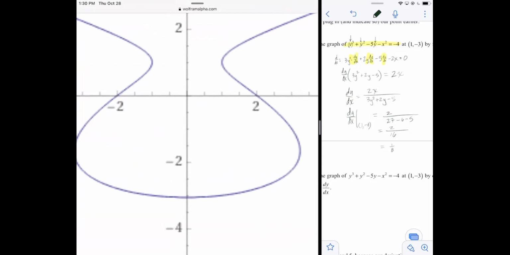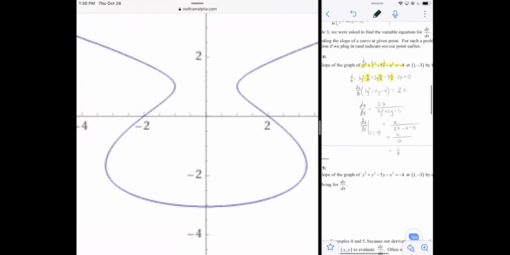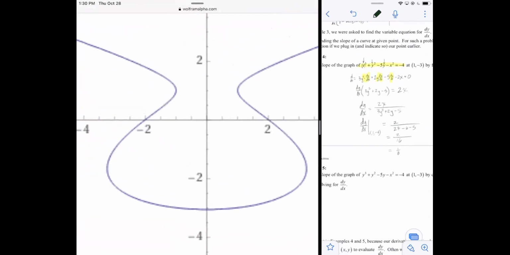Hey, look at your graph. Where do we have a horizontal tangent line? At what value of x do we have a horizontal tangent line? 0, right? It looks like it has y-axis symmetry, and it does. So right down here at the bottom, it should be 0. So when x is 0, do I get a 0 slope?